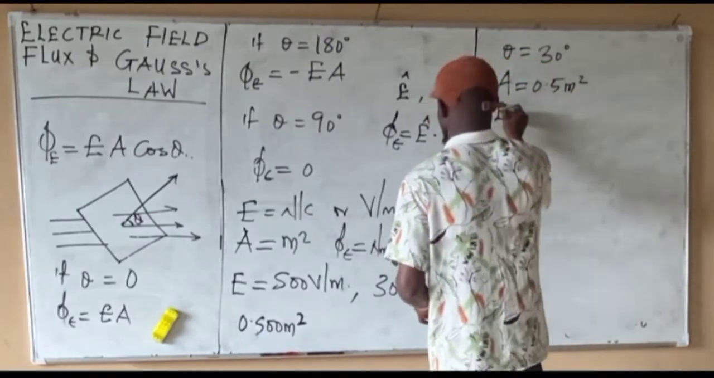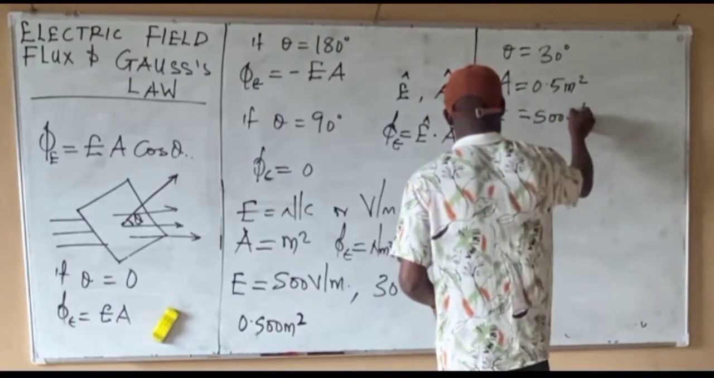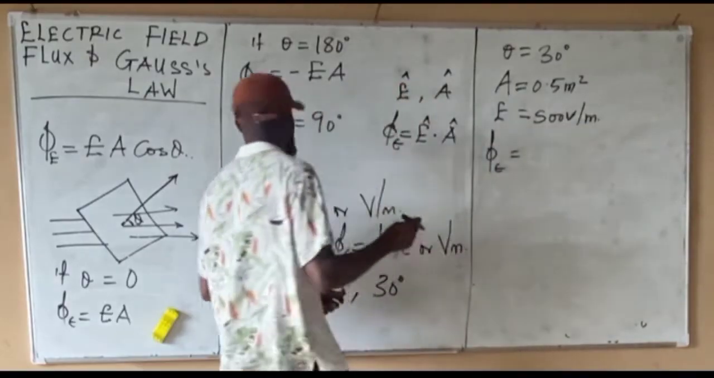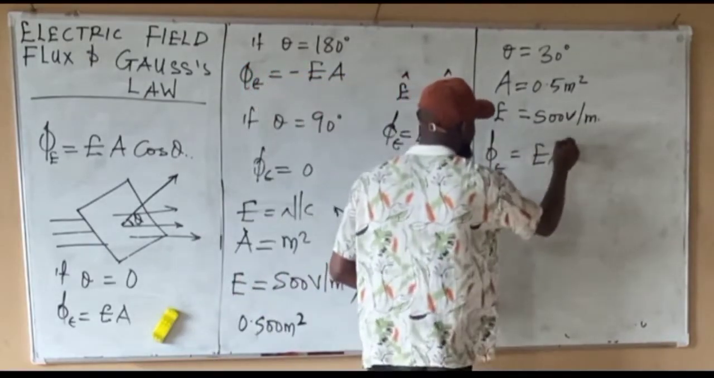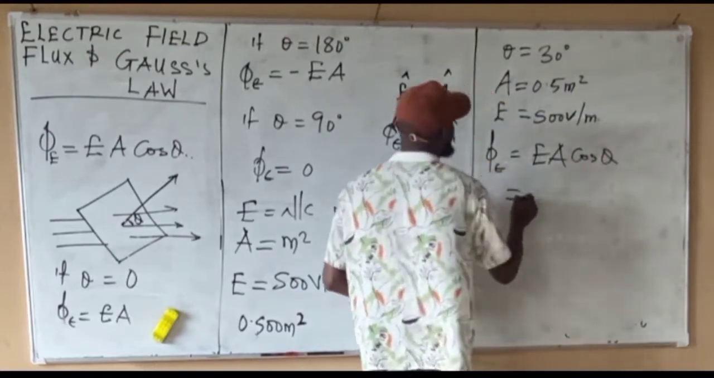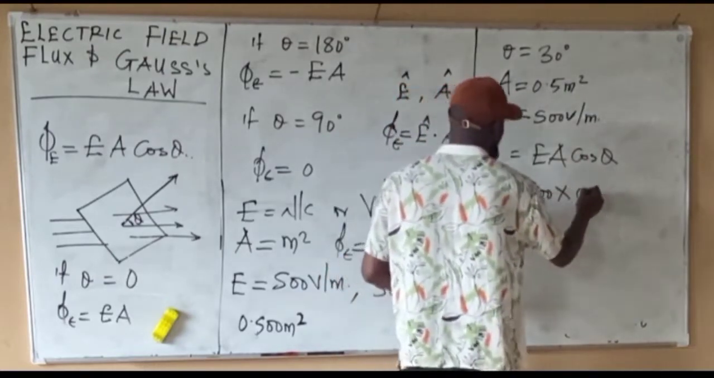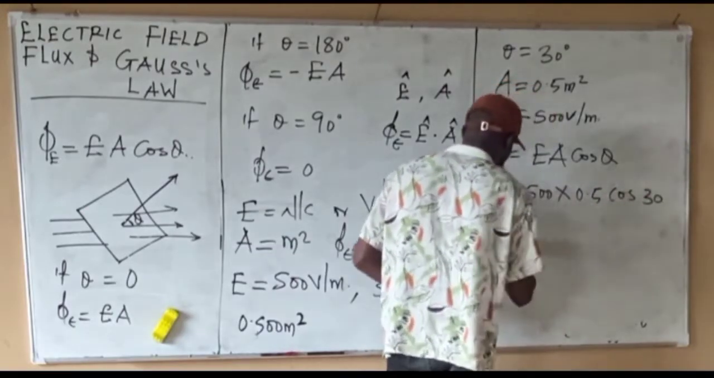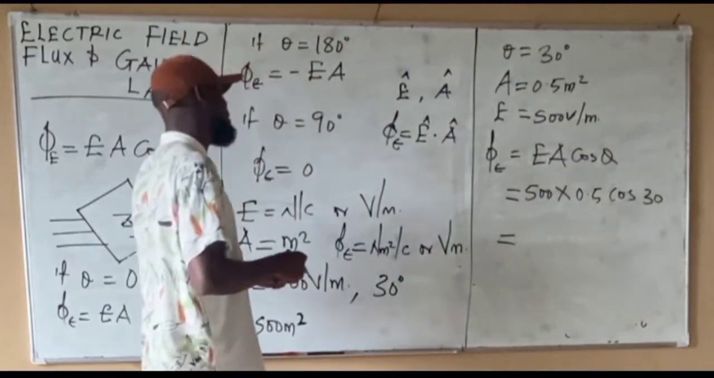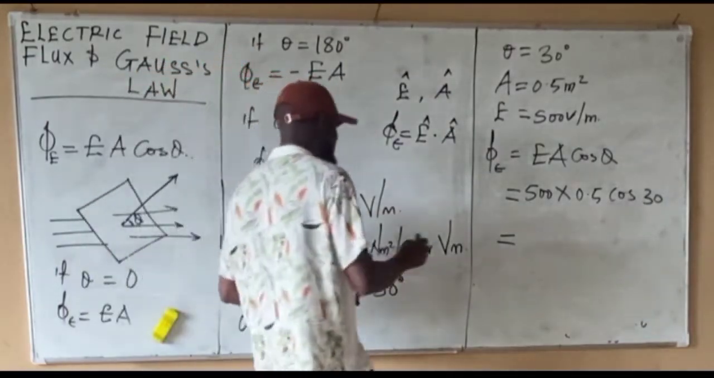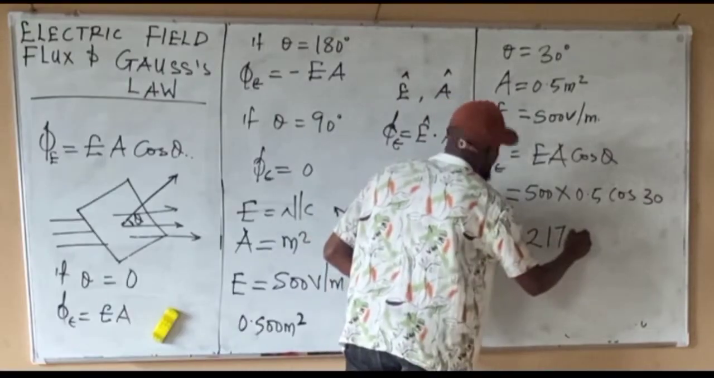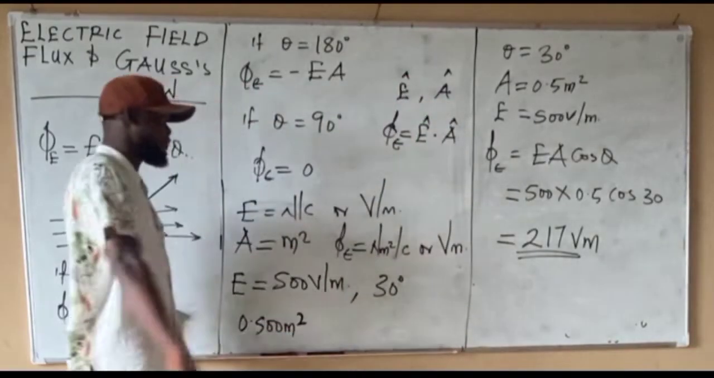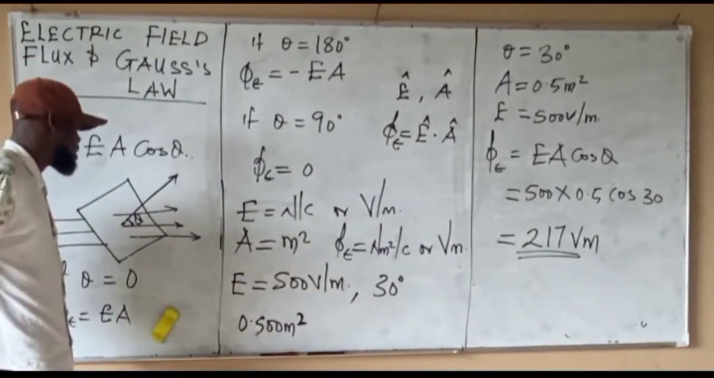Then our electric field is 500 volts per meter. The electric field flux, as defined above, is E A cos theta. What is E? 500. What is A? 0.5. And cos 30. You did it very well with your calculator. I think you are going to have an answer of 217 volts meters. That's what we're going to have.